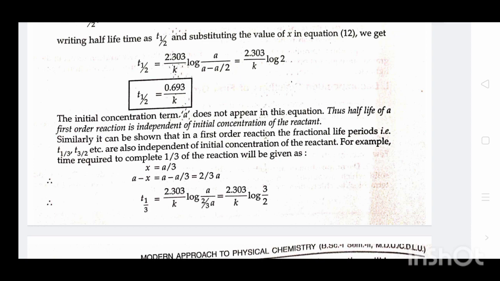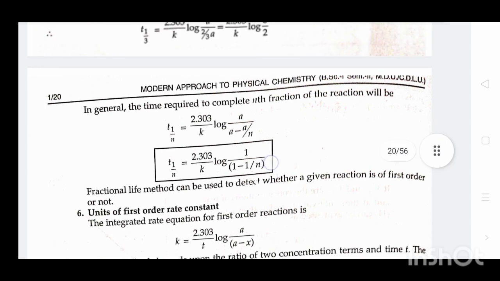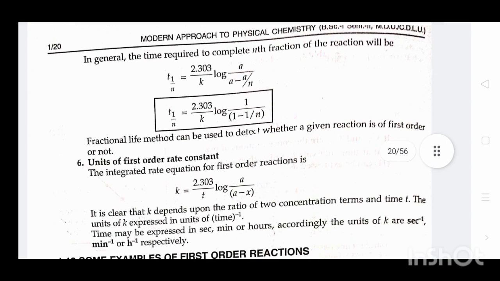Similarly, it can be shown that in a first-order reaction, the fractional life periods, i.e. t1 by 3 and t3 by 2 etc., are also independent of the initial concentration of reactant. For example, the time required to complete 1 by 3 of the reaction will be given as follows. In general, the time required to complete the nth fraction of the reaction will be t1 by n equals 2.303 divided by k log 1 divided by 1 minus 1 by n. The fractional life method can be used to detect whether a given reaction is of first order or not.